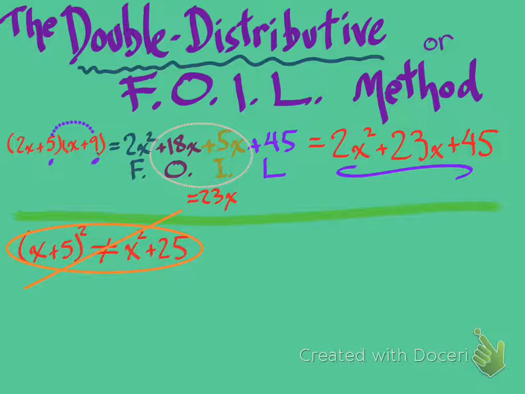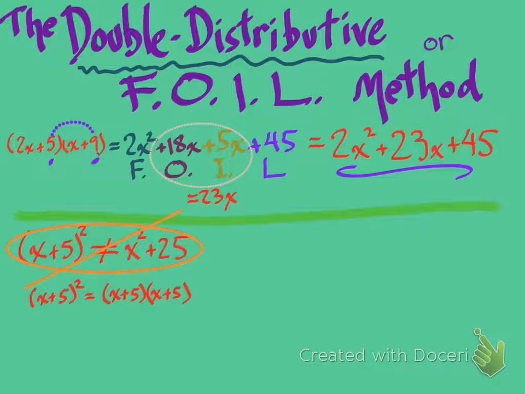No, it does not. It does not equal x squared plus 25. Okay, let me just take that idea out of your head right away. Hopefully you won't make that mistake too many more times, if you ever do. So what does x plus 5 squared equal? Well, it is x plus 5 times x plus 5. That's what this little exponent of 2 means.